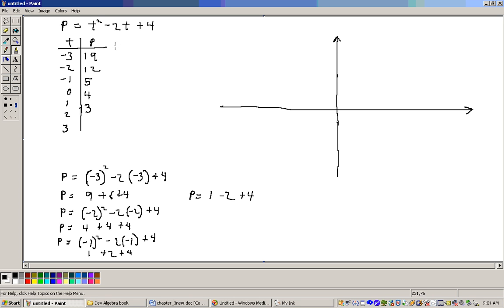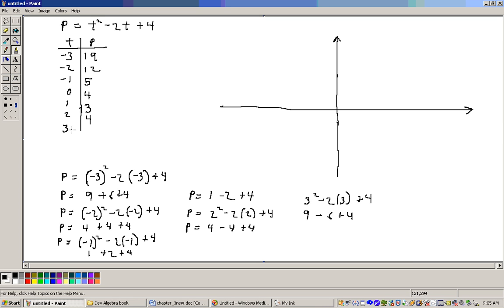Let's substitute the 2 in. That would be p equals 2 squared minus 2 times 2 plus 4. And if I work that out, that's 4 minus 4 plus 4. Well, it's at 4. Now, watch what I get when I plug 3 in. I think I'm going to get 5. Let's see what we get. When we substitute 3 in, we get 3 squared minus 2 times 3 plus 4. I'm just substituting the 3 in for the t. And that would be 9 minus 6 plus 4. Well, 9 minus 6 is 3. And 3 plus 4 is actually 7.